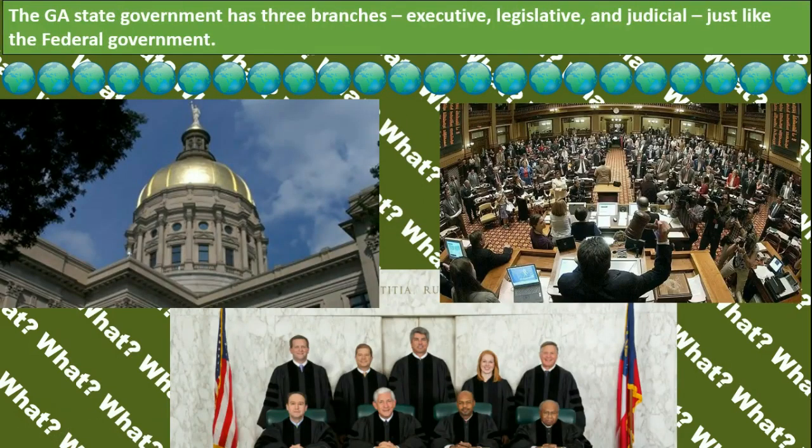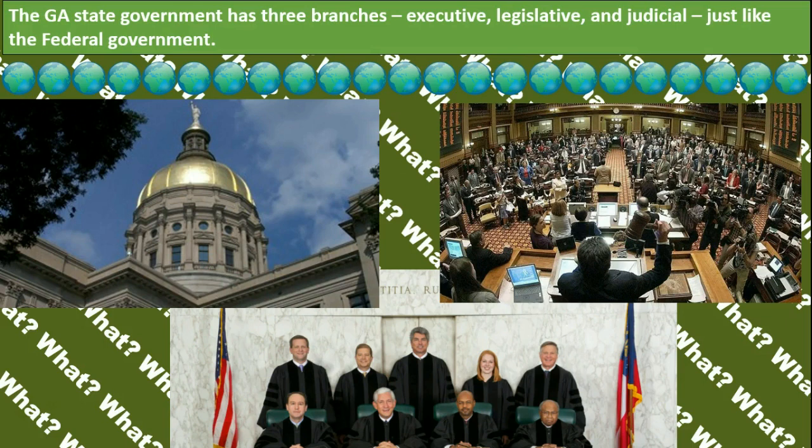The Articles of the Georgia Constitution set up three branches of state government: executive, legislative, and judicial, just like the federal government. The executive branch is headed by the governor and lieutenant governor, but also includes about a dozen offices and agencies that are directed by the governor to complete specific tasks.